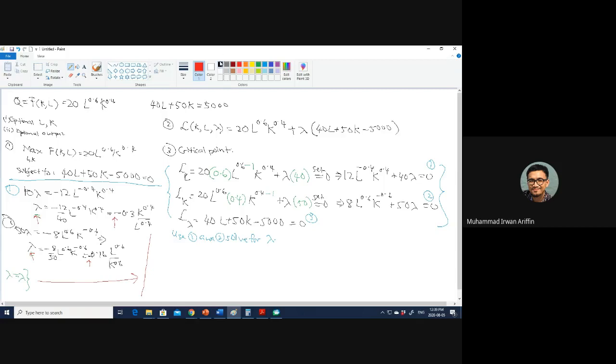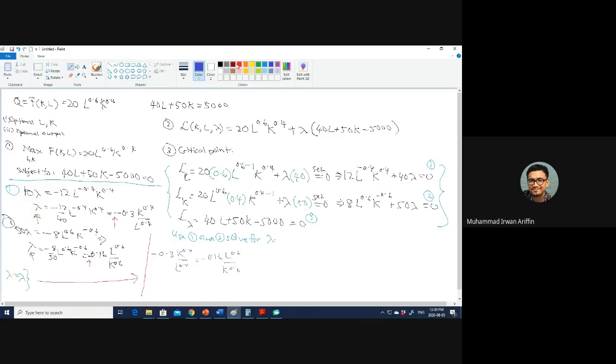So this would become negative 0.3 K^0.4 L^0.4 equal to negative 0.16 L^0.6 divided by K^0.6. Now, we need to simplify this. We need to solve for this.